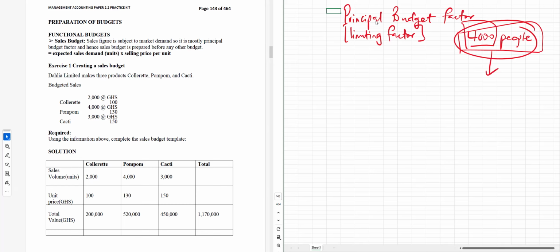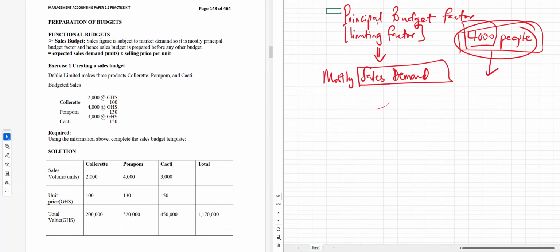So usually this principal budget factor, mostly you will see it as sales demand. But it doesn't mean that it's always going to be sales demand. It's a limiting factor. So it can be labor hours, it can be machine hours, it can be production units, it can be anything. But mostly you start with your sales demand, right?